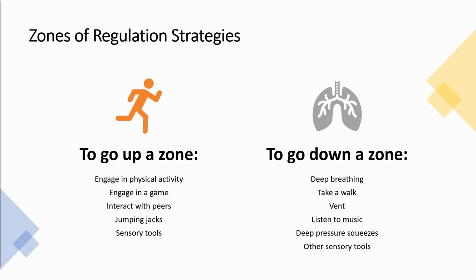Some examples to go down a zone, so if a child is in the red zone and is looking for ways to calm down, they can practice deep breathing, taking a walk, find somebody to vent to, listen to music, those deep pressure squeezes that we talked about, or use other sensory tools to calm their nervous system. So some sensory tools, we talked about some, but others might be fidget balls, Theraputty, sensory box, weighted blanket or vest, wiggle seat, noise-canceling headphones, doing some wall push-ups to provide input, carrying heavy things, jumping, burrowing into pillows, jumping into cushions, or wrapping up in blankets are all ways that a child can calm down.